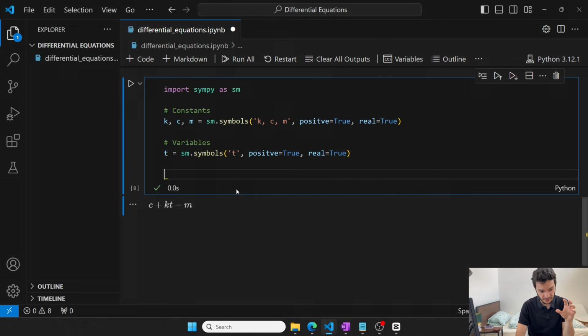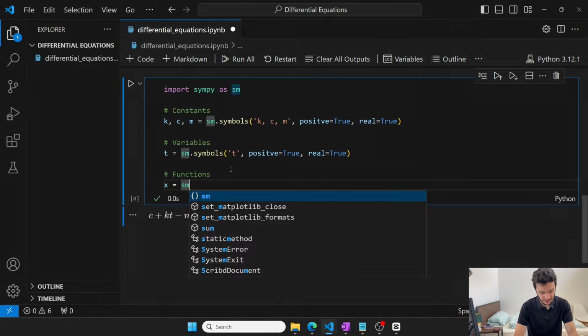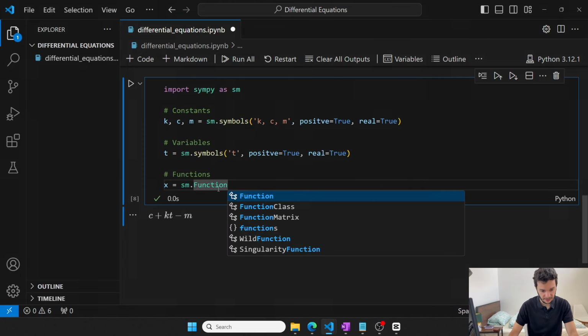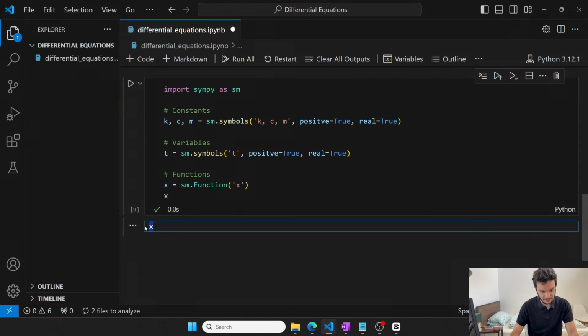Now, the way to do it in SymPy, you specify that we want to define our functions. First of all, you specify the name of the function. For example, here it is x. You say that x will be a function specifying sm.Function. You call the Function class within SymPy. Here, you specify a string of what we will represent this x with. So we will represent our x function with x. And if I go ahead and show you x now, you see we get this.